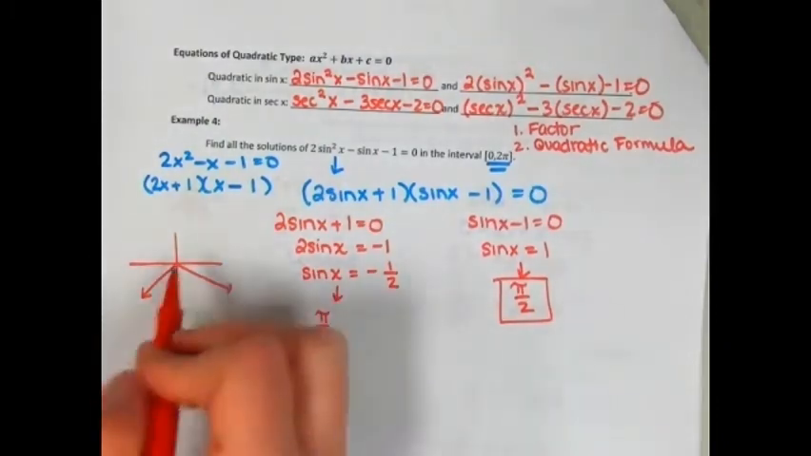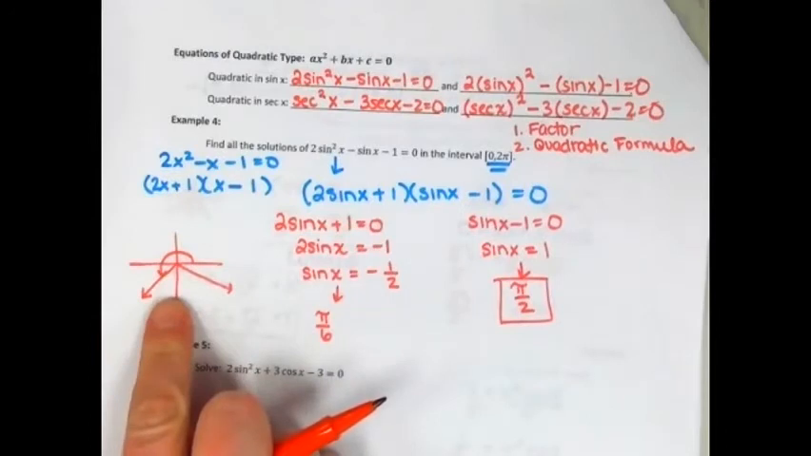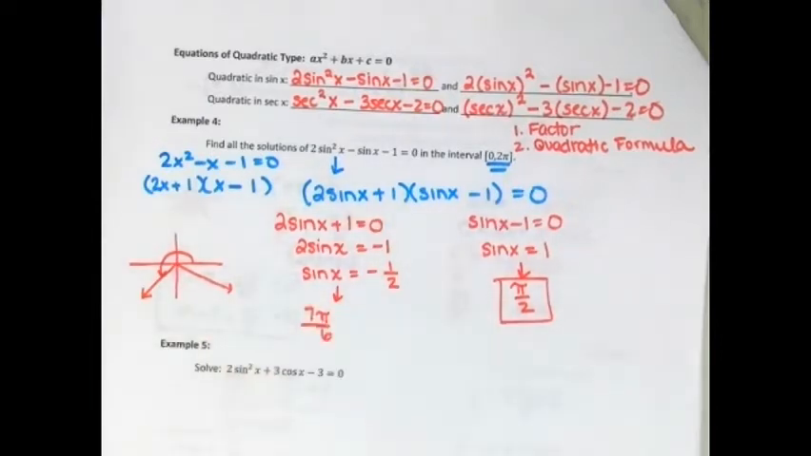So now, from here to here is pi. We need to add another pi over 6, right? So what's pi plus pi over 6? Wouldn't that be 7 pi over 6? Okay, you guys okay with that?